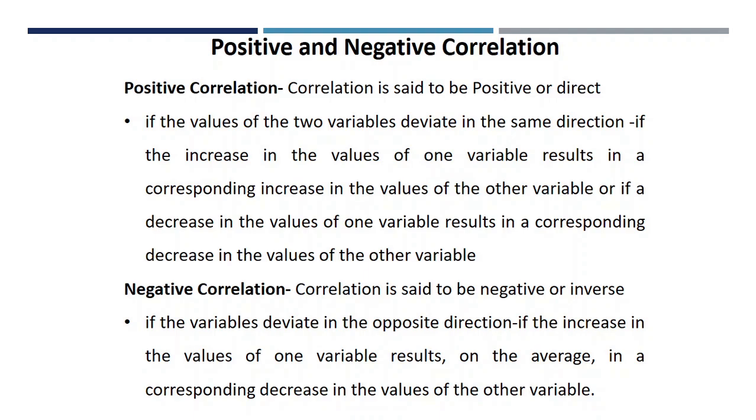price and demand of a commodity. If the price of an item increases, usually the demand for that decreases. Similarly, the volume and pressure of a perfect gas. If the volume increases, the pressure of that gas decreases, or if the volume decreases, the pressure of the gas increases.